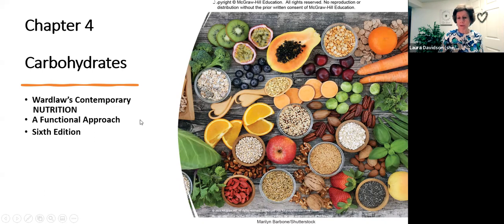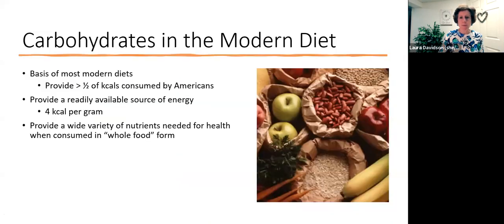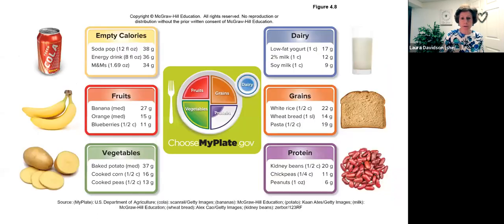A theme that runs through this unit is when we talk about carbohydrates or lipids or protein, we really need to consider the type and the source. Carbohydrates provide about half of the calories in most diets. They give us fuel in a ready form, about 4 calories per gram. And when they come from these healthful foods, we also derive nutrients and phytochemicals and all sorts of things that are important for our good health.